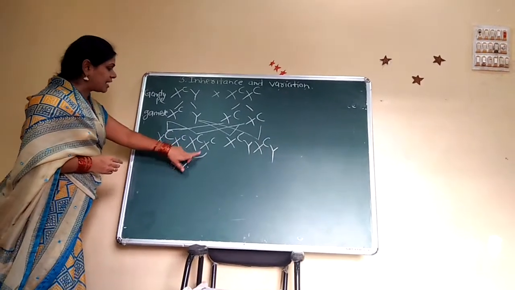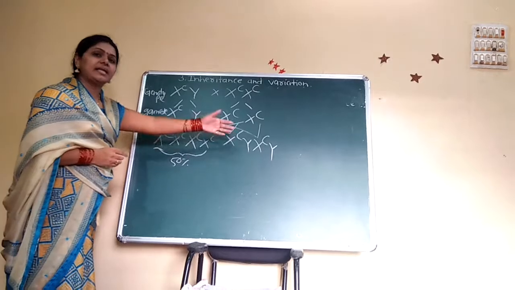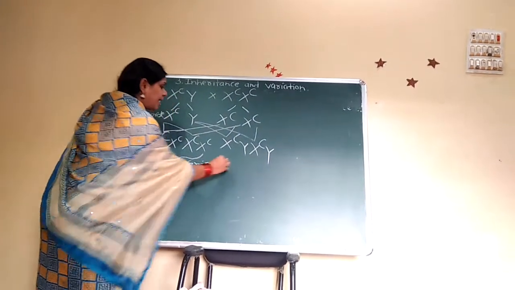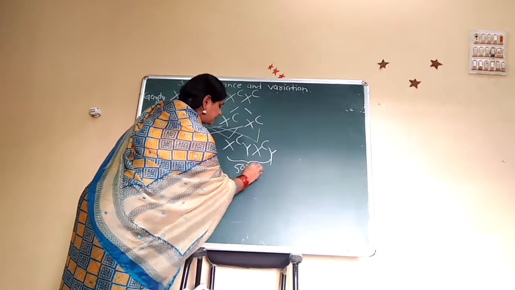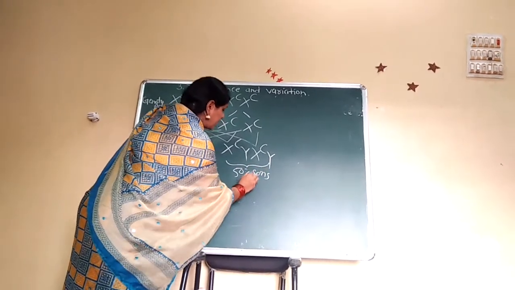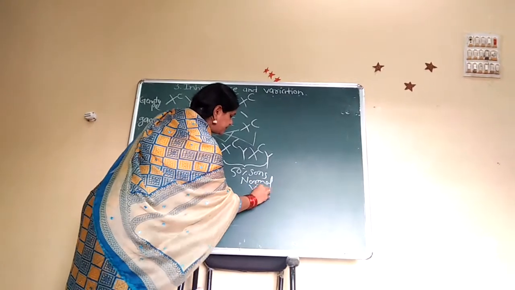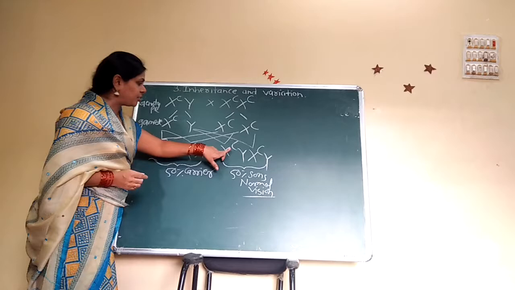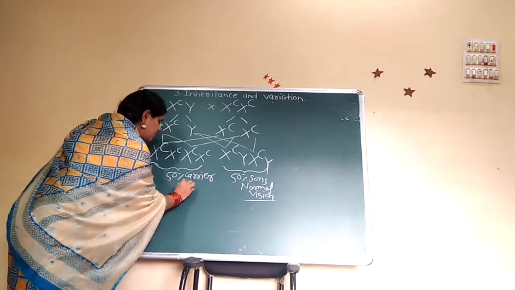50% daughters are the carrier, with normal vision, but the carrier person here, carrier. And here the 50% sons are the normal vision, because of the capital C.